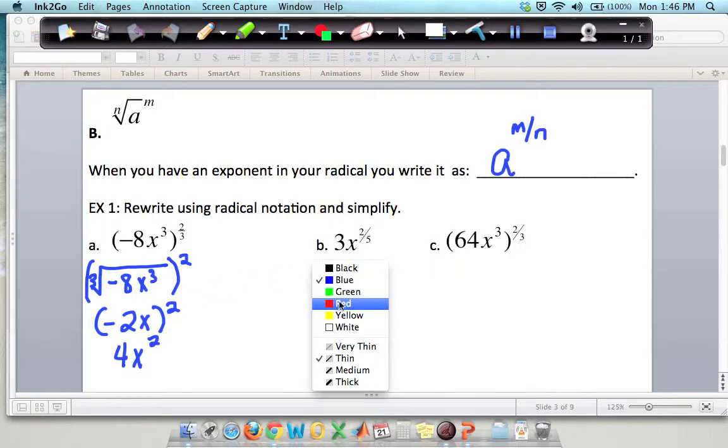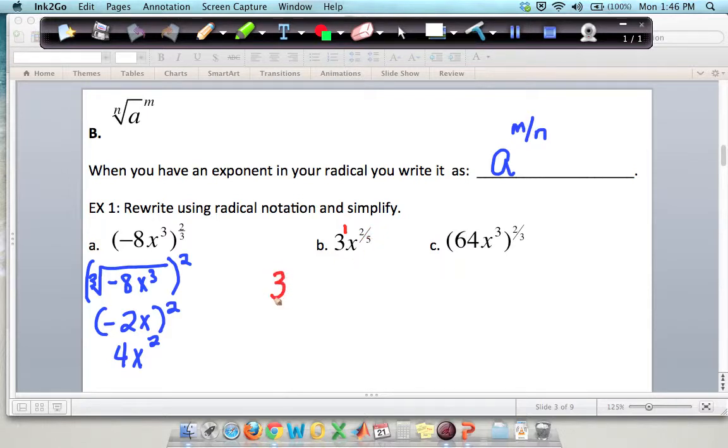Okay, b is different because it's, remember, 3 to the first power, x to the 2/5 power. It's only x that's raised to the 2/5 power. So the 3 will stay out of the radical sign. And then for the x, the index is 5. And then this is x squared.